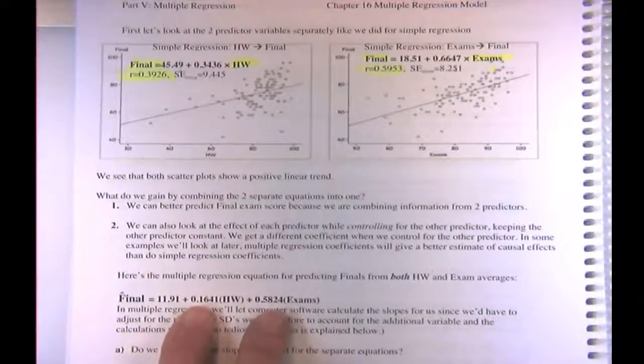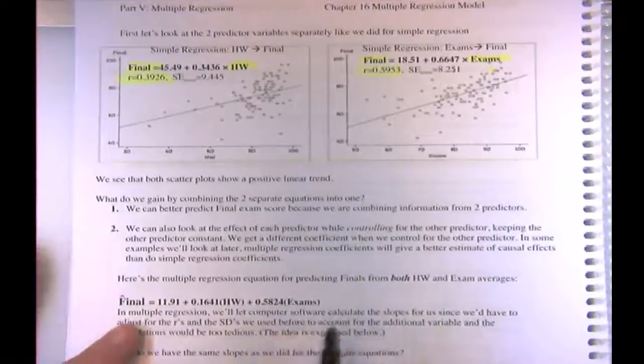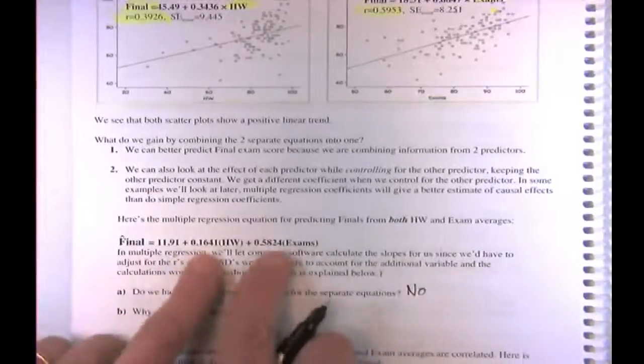When we put them together and we control for them, do you notice, do we have the same slopes? No, they're less. You can see they both went down.